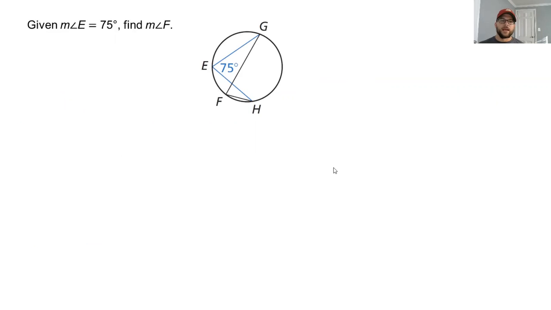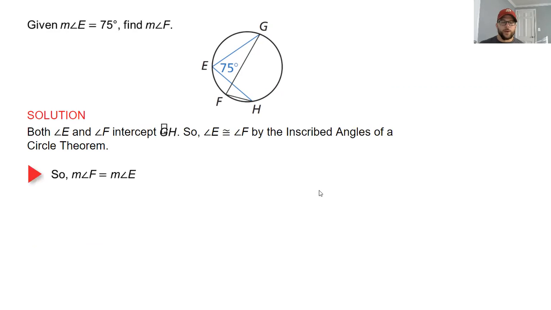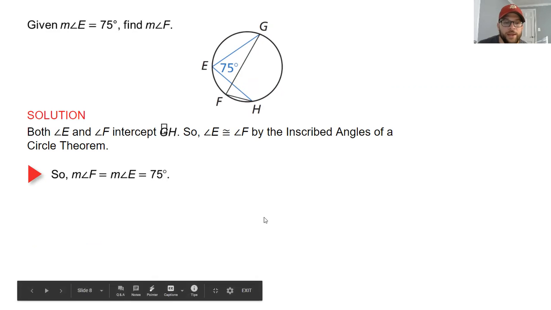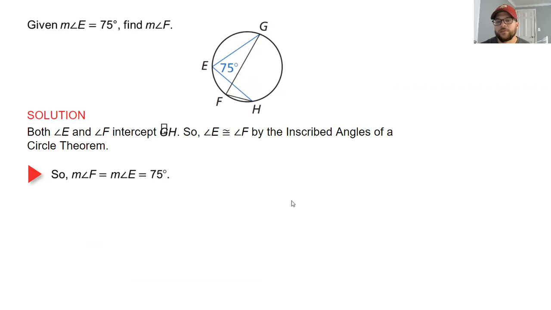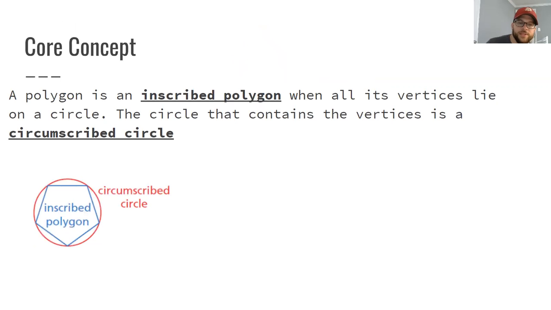Given that angle E is 75 degrees, we need to find the measure of angle F. The 75 is used to find the measure of arc GH. Going from in to out, we multiply by 2 to get the arc, and then divide by 2, or multiply by 1/2. But since we know the inscribed angles of a circle theorem, both of those inscribed angles have to be the same, which is 75 degrees.